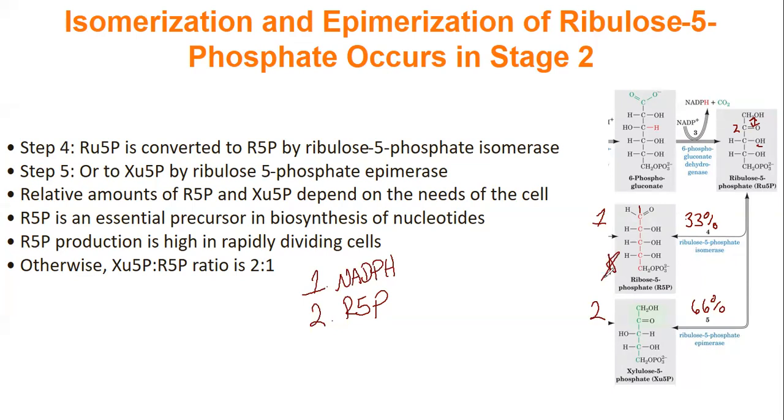In rapidly dividing cells, you might make a lot of R5P. Can anyone think of an example of a rapidly dividing cell where you might get a lot of R5P? In step 5, are we creating the epimer of ribose? Your key in step 5, you are creating the epimer of ribulose.